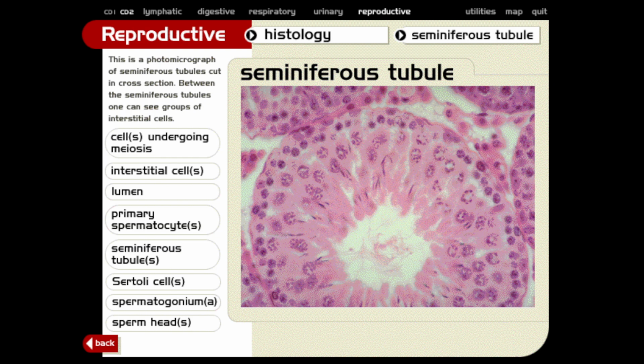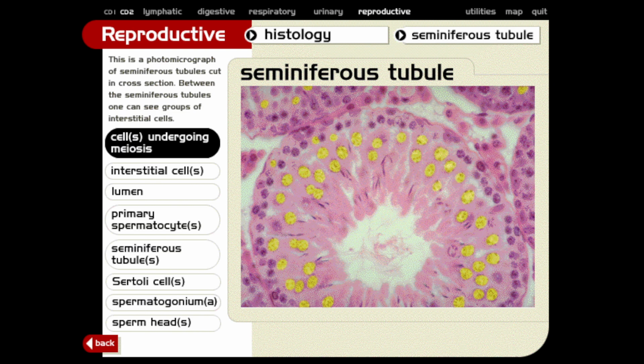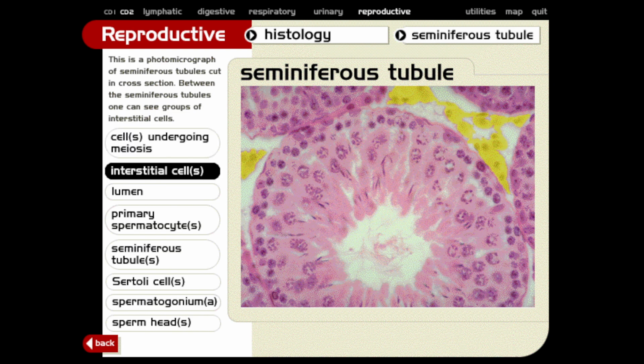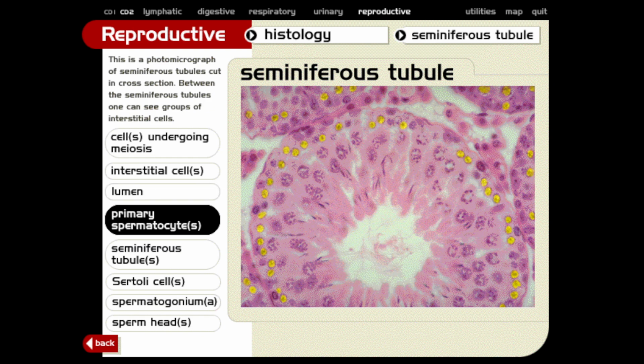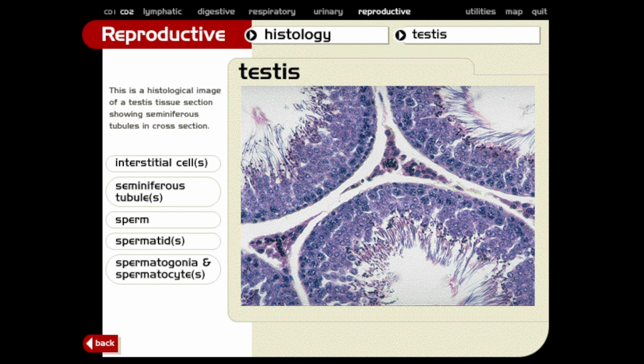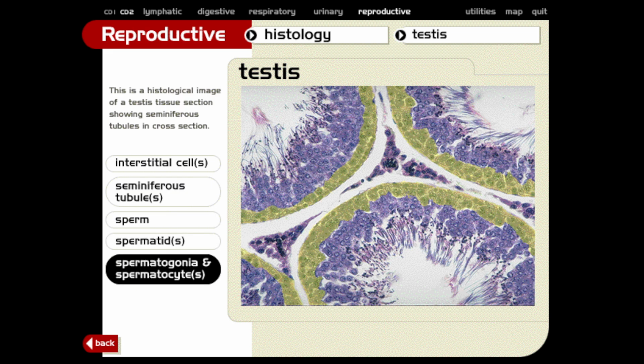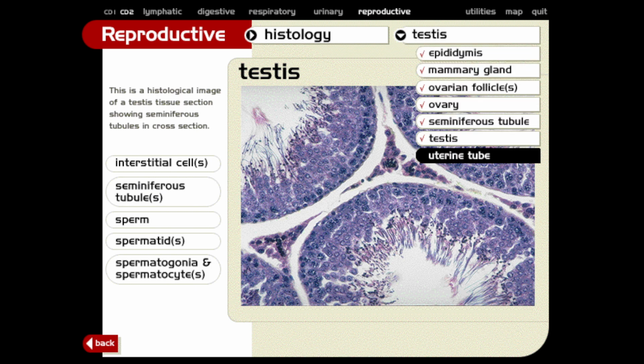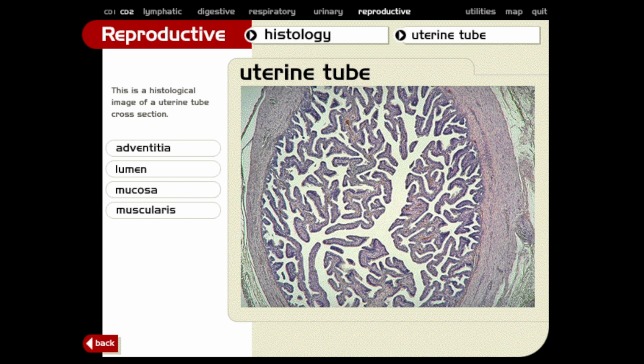This is a photomicrograph of seminiferous tubules cut in cross-section. Between the seminiferous tubules, one can see groups of interstitial cells. This is a histological image of a testis tissue section showing seminiferous tubules in cross-section. This is a histological image of a uterine tube cross-section.